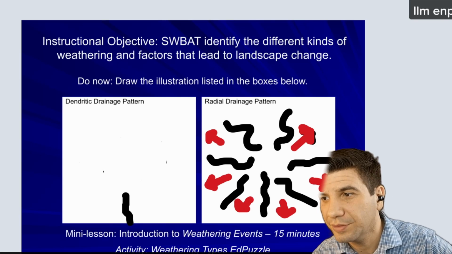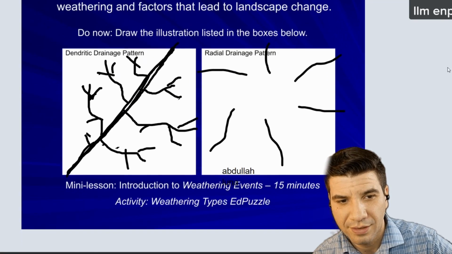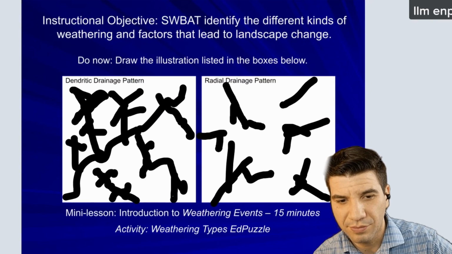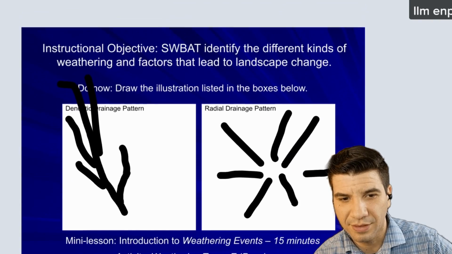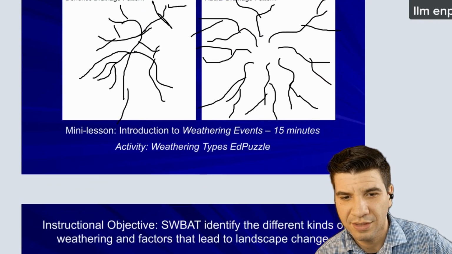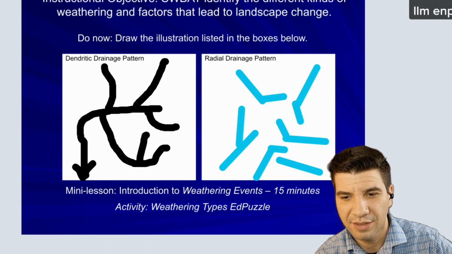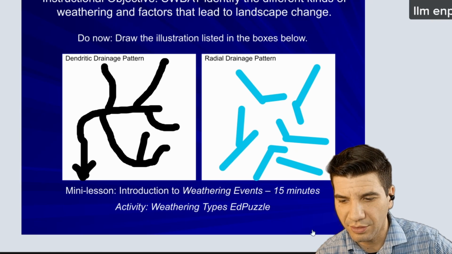All right, so let's take a look at what you guys came up with. Definitely a radial pattern on the right, dendritic on the left, radial on the right. Beautiful. Okay, that's a bit of a stretch with that dendritic, but good, good. Well, some people are more artists than others.